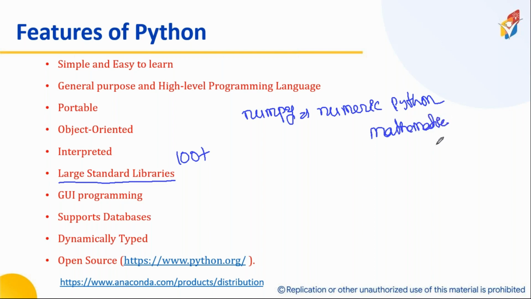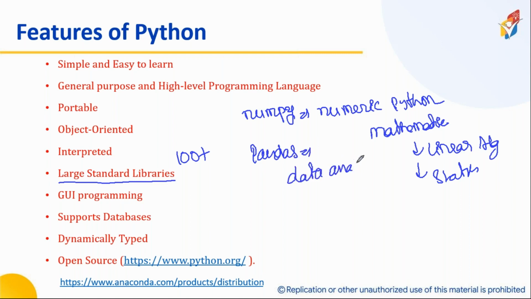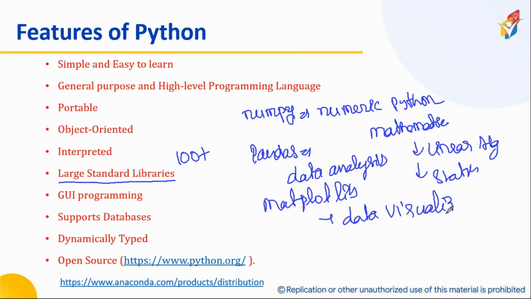Like linear algebra, statistics, anything. I have one more library called Pandas. Pandas is a library used for data analysis. There is another library called Matplotlib. This is used for data visualization. Now, there is another library called scikit-learn. This is used for machine learning applications.